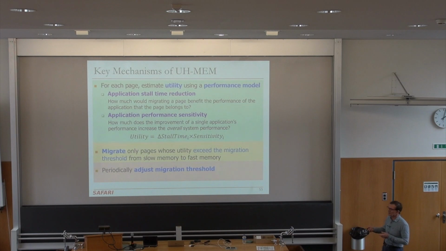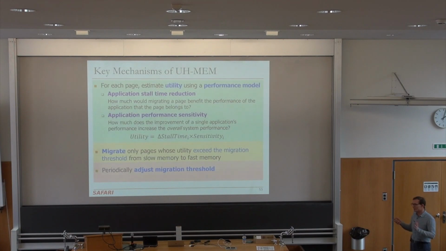So basically, utility is defined in this work as how much the stall time of this application reduces, times the sensitivity of the entire system performance to the improvement in this application's performance. And you can read the paper for more detail. And again, you can poke a lot of holes into the model because there's a lot more to look into in this. It's not easy to do this performance model.